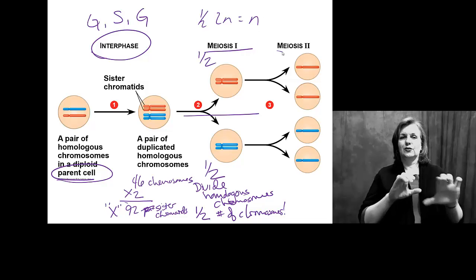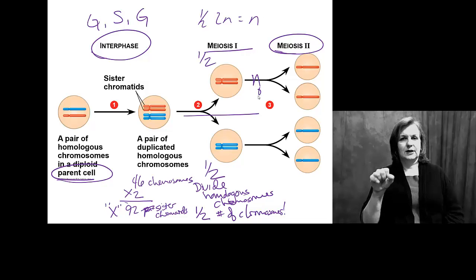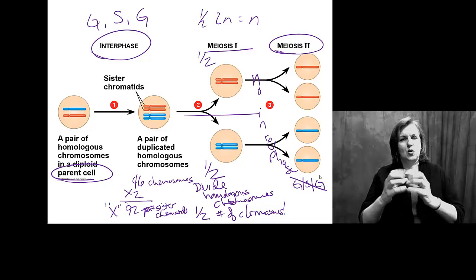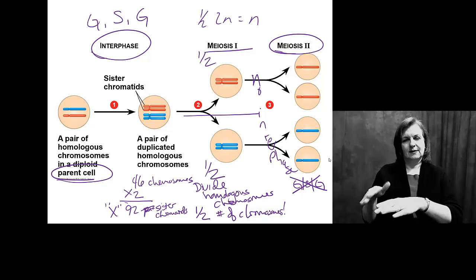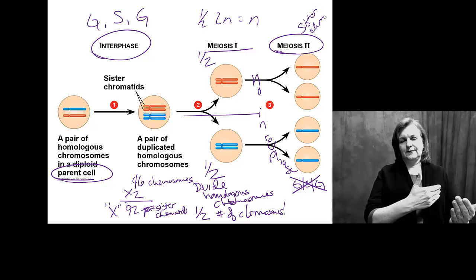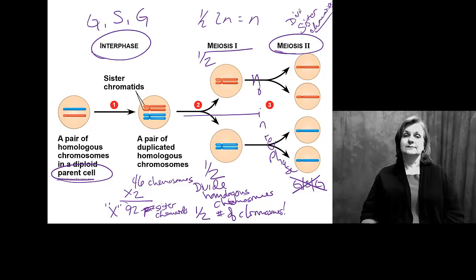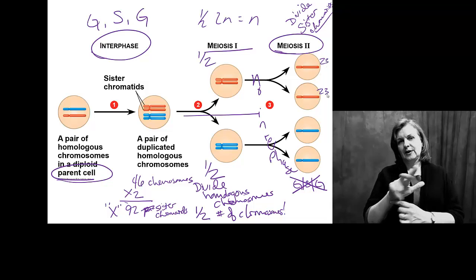Then we're going to go through a second meiosis without interphase. So there's no interphase here. So there's no growth. There's no replication. We're simply going to divide the cells again, and this time divide the sister chromatids like we did before in mitosis. Now, when we end up, each one of these cells is actually going to have 23 chromosomes in it.